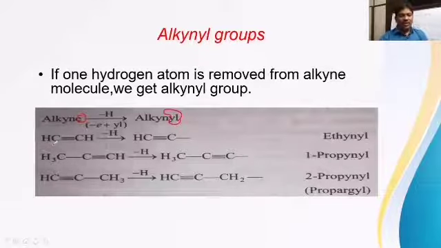So here it is having two carbons. Two carbons indicates eth. Between the two carbons, which bond is there? Triple bond. So it is ethine. What is the IUPAC name of this molecule? Ethine. The common name is acetylene, and the IUPAC name is ethine.